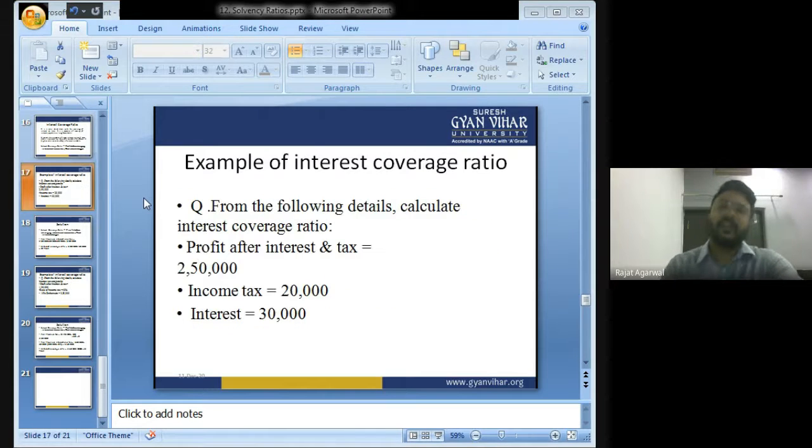Chaliye, let's do one illustration. Example of interest coverage ratio. From the following details, calculate interest coverage ratio. Profit after interest and tax 2,50,000, income tax 20,000 and interest 30,000. Chaliye, let's do the solution.